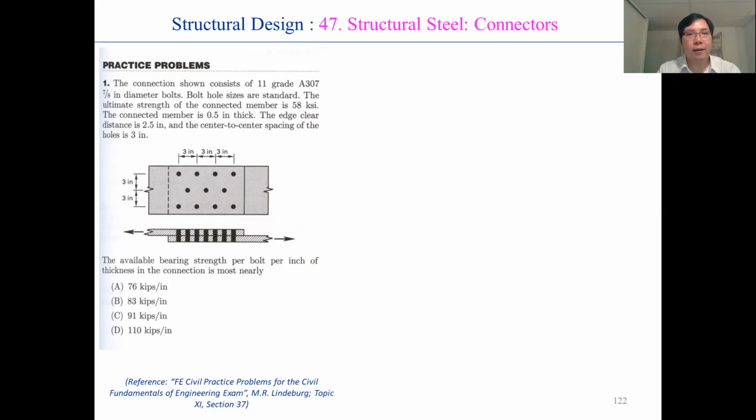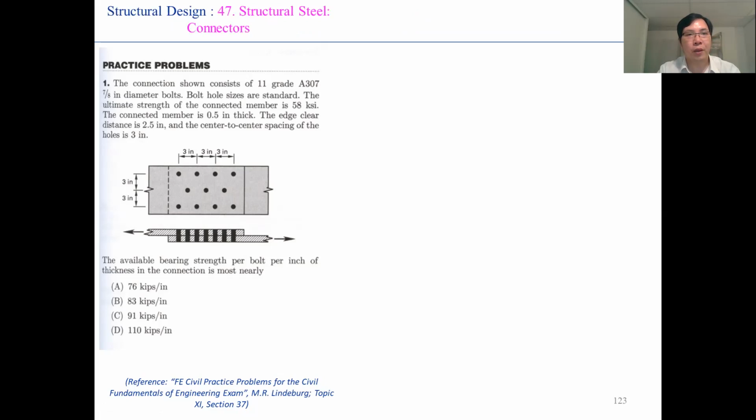The edge clear distance is 2.5 inch, and the center to center spacing of the holes is 3 inch. So you can see in the figure of this connector. The question is, what is the available bearing strength per bolt per inch of thickness in the connection?